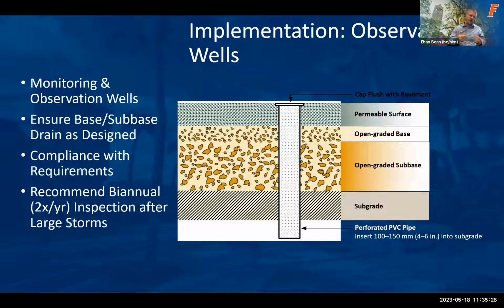So if there are backups within an under drain or there's a high water table, we would be able to identify that by inspecting the observation well. Oftentimes it's good to check this at least twice a year, after large storms, to make sure the entire system is draining down within its designed duration.